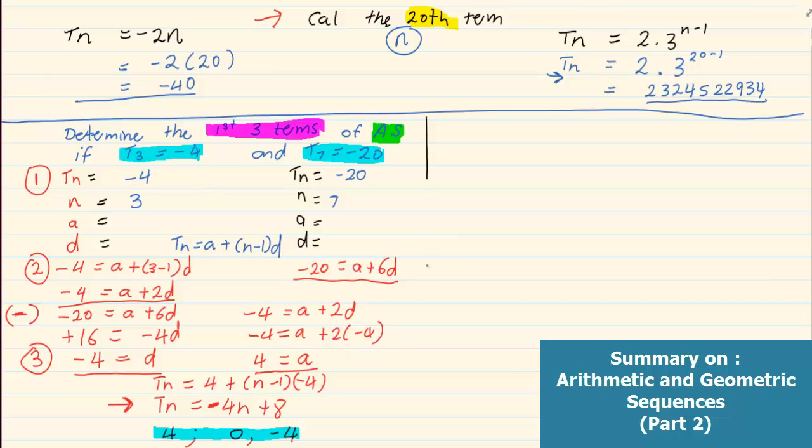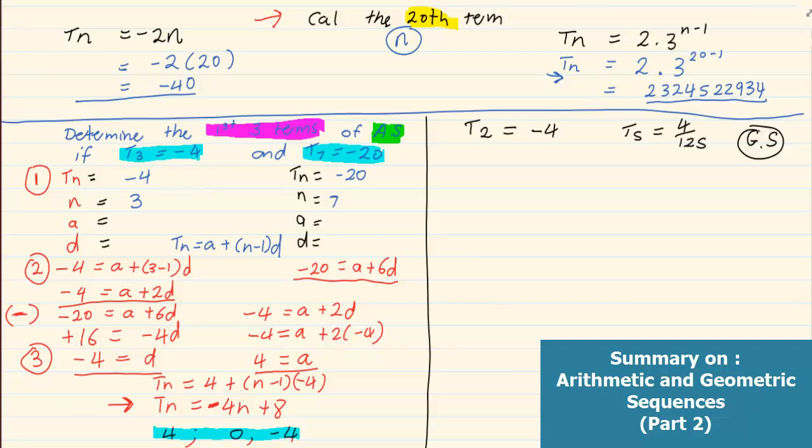Now, let's do a geometric example. The method is exactly the same. All you have to do is remember that the formula is different. Because the formula is different, the algebra is slightly different. Right, they say determine the first 3 terms. If term 2 is going to equal minus 4 and term 5 is equal to 4 over 125. Determine the first 3 terms if it is a geometric sequence.